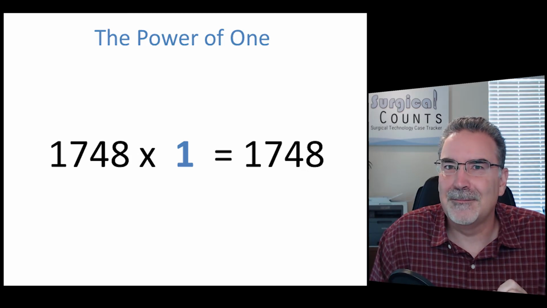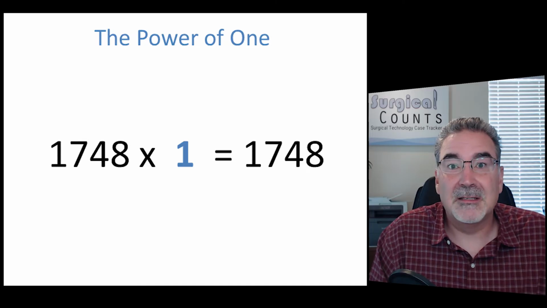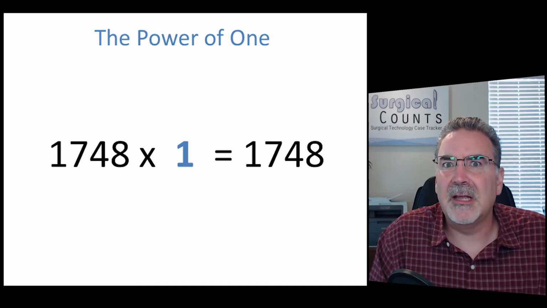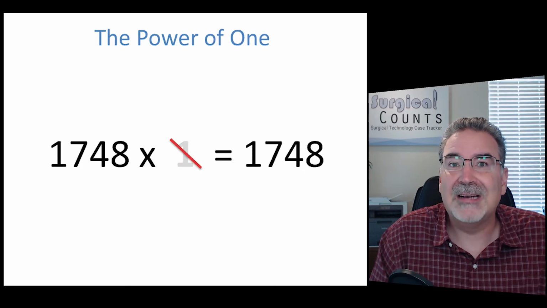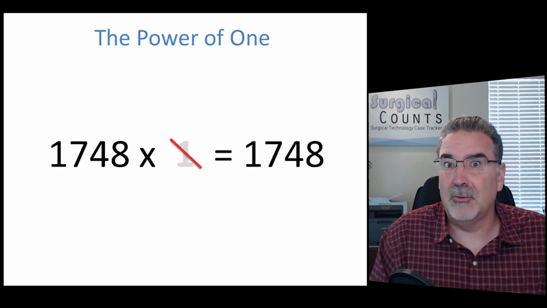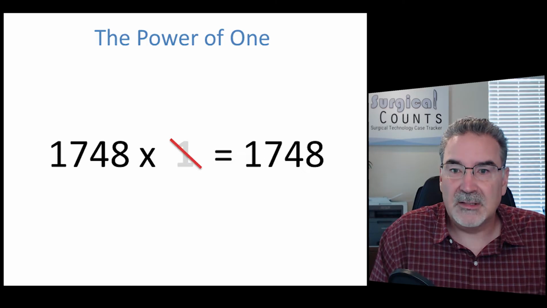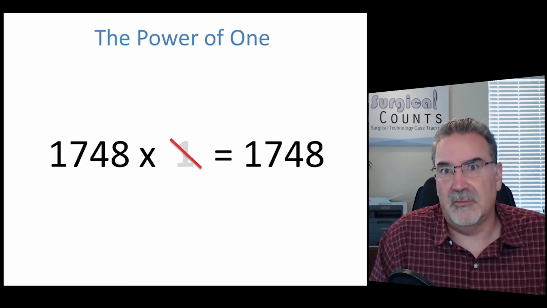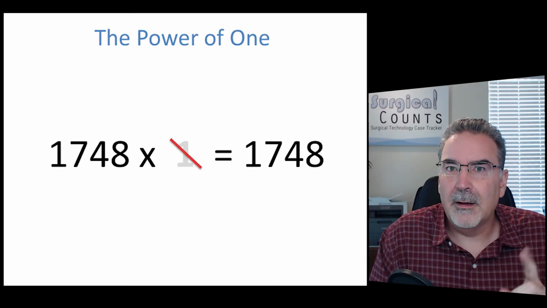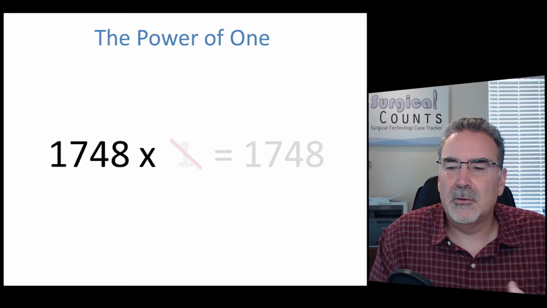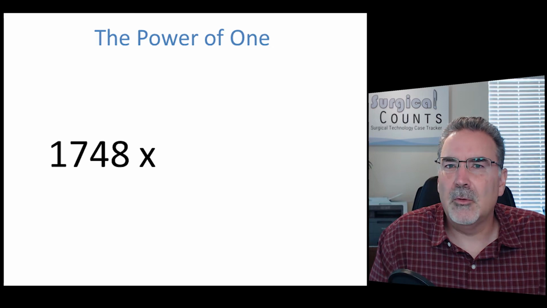Well, the reason that 1 makes things so easy is because you can essentially ignore it. You can cross it out. You can get rid of it. So pretend it's not even there because it's not really doing anything, right? So 1,748 equals 1,748. Well, that's pretty easy. So we want to use 1 wherever we can. So what else equals 1?